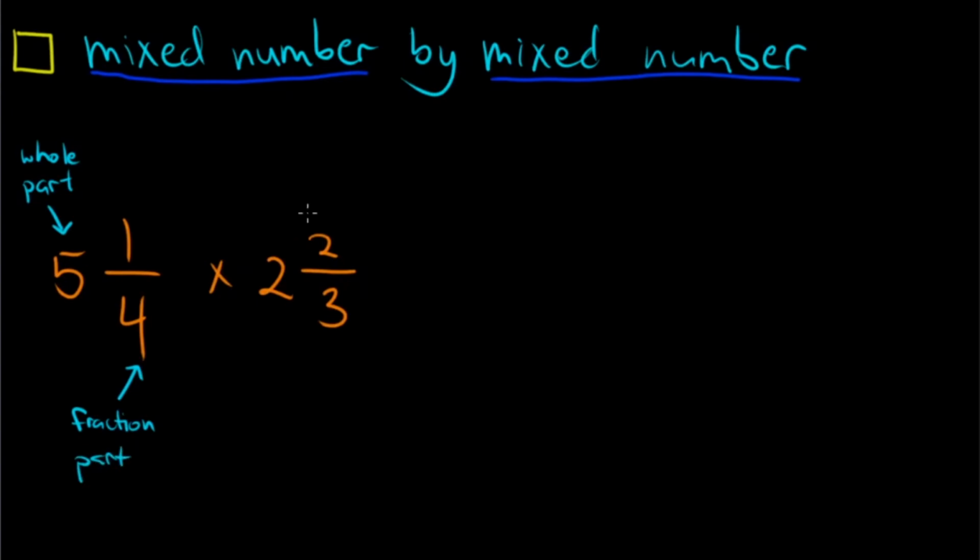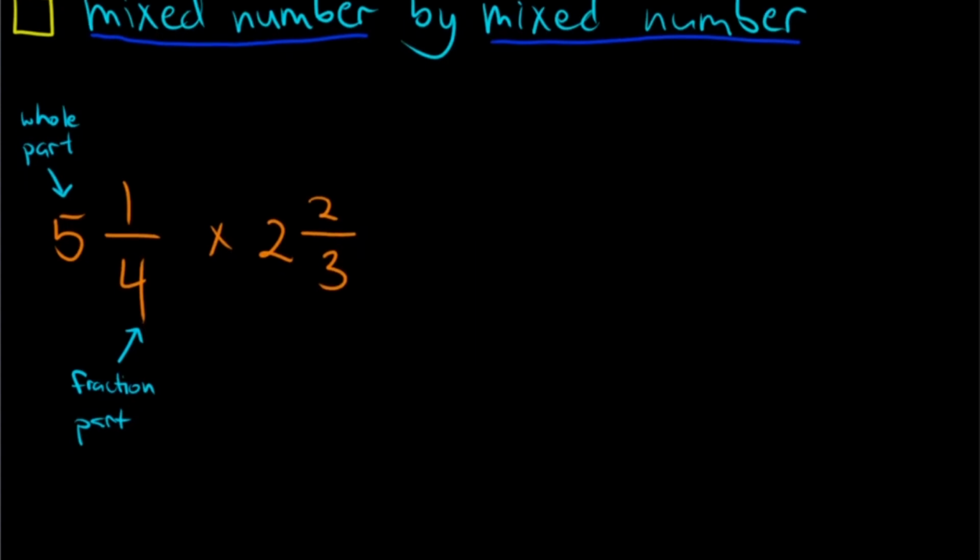In the same way, itong isa nating factor ay mixed number din kasi may whole part, and then may fraction part. So, we're going to multiply a mixed number by another mixed number. Bago natin gawin yung ginawa natin sa example 1 kanina, which is multiplying the numerator to numerator and denominator to denominator, kailangan muna nating i-rewrite itong dalawang fraction na to into an improper fraction. So, gagawin ko yun dito sa baba.